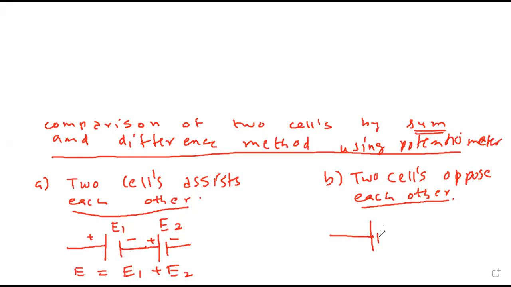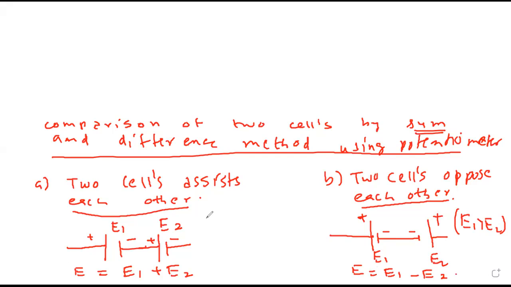But if negative terminals are connected together, then current will be in the opposite direction. Hence the two cells will oppose each other. If we assume E1 is greater than E2, then resultant is E1 minus E2. So in simple logic, current in same direction, EMF total is addition, in opposite direction subtraction. Opposite terminals connected together then assist, same terminals connected together then oppose each other.